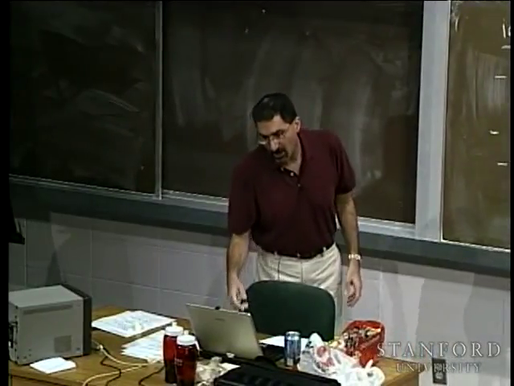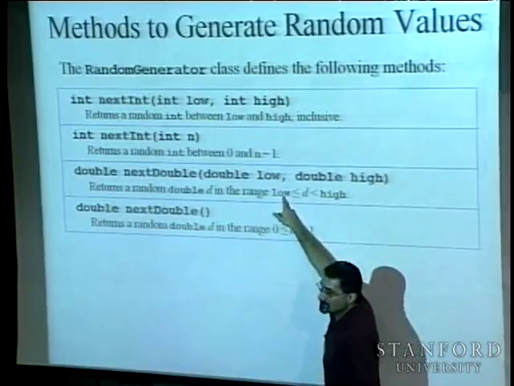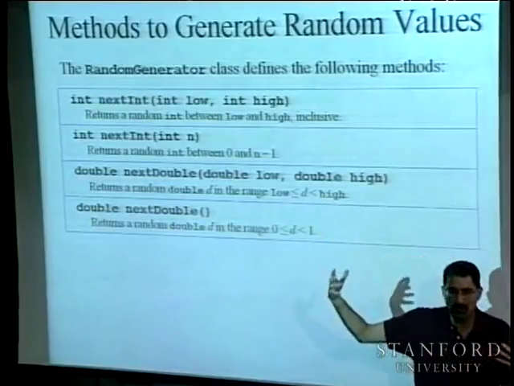Besides integers, sometimes you want doubles or real values. So similar sorts of thing. There's nextDouble, where you give it a range, and you get a value, strangely enough, greater than or equal to low, but strictly less than high. It's like an open interval kind of thing.